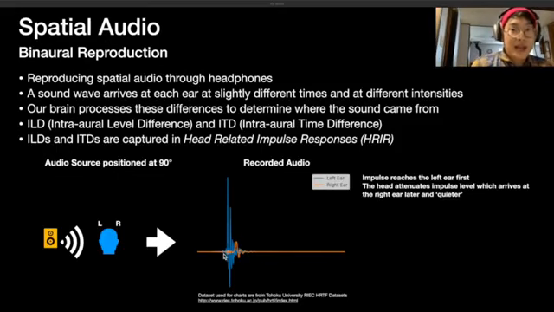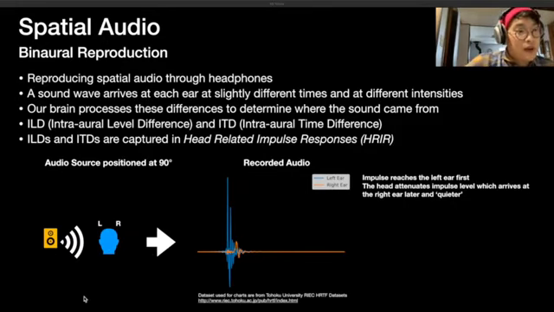And so our brain is able to take those differences in time of arrival and levels and determine the location of the audio source. These differences in time and levels are referred to as interaural time difference and interaural level difference. And those two quantities are encoded in what's called the head-related impulse response. And that's exactly what we're seeing here in this chart. This speaker emits an impulse, and special microphones fitted in the ears pick up that response.